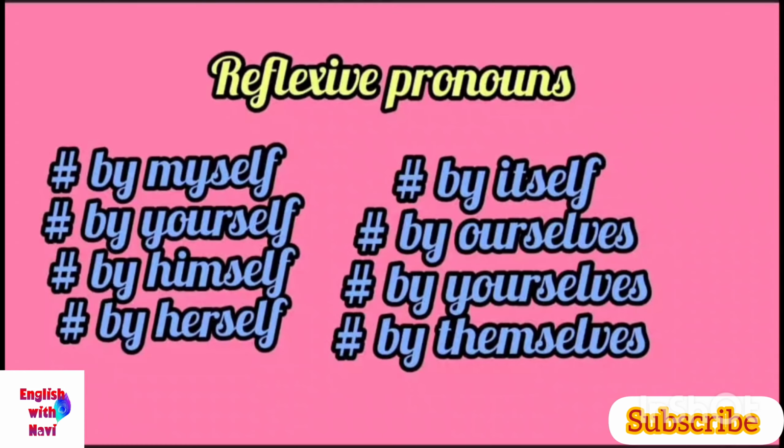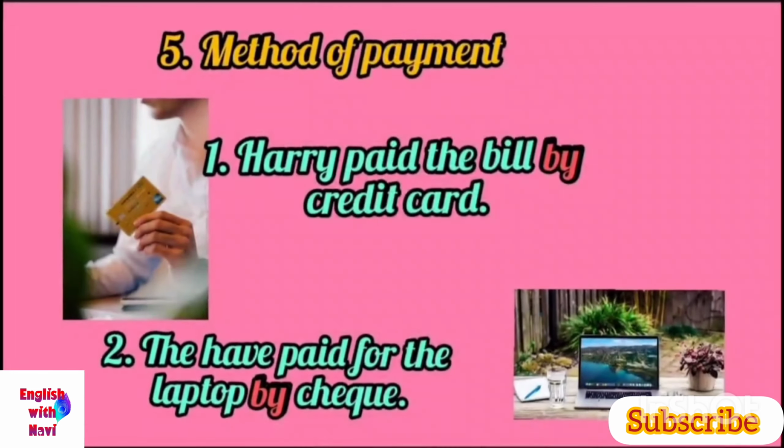Let's have a look at some reflexive pronouns that we have on the screen. What are they? By myself, by yourself, by himself, by herself, by itself, by ourselves, by yourselves, by themselves. So these are some reflexive pronouns that you can use with the preposition by. So remember the fourth concept, by followed by reflexive pronouns. All right. Next up, we have method of payment.